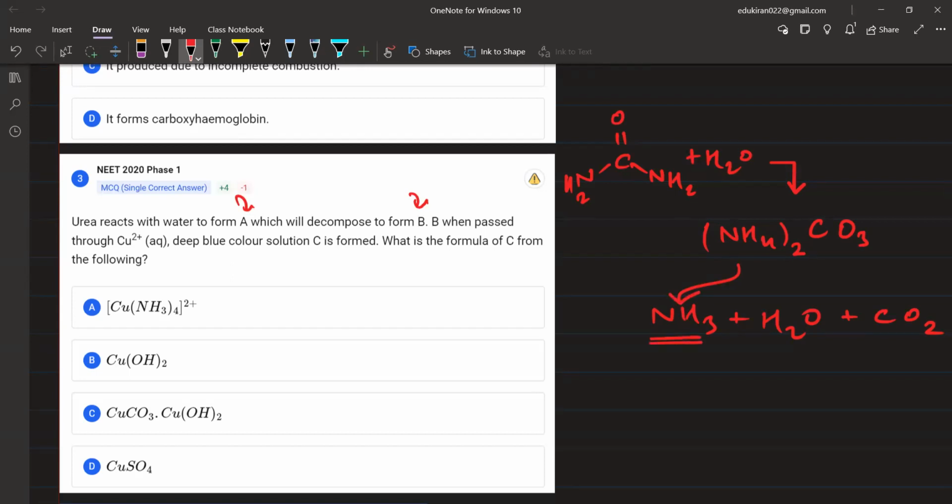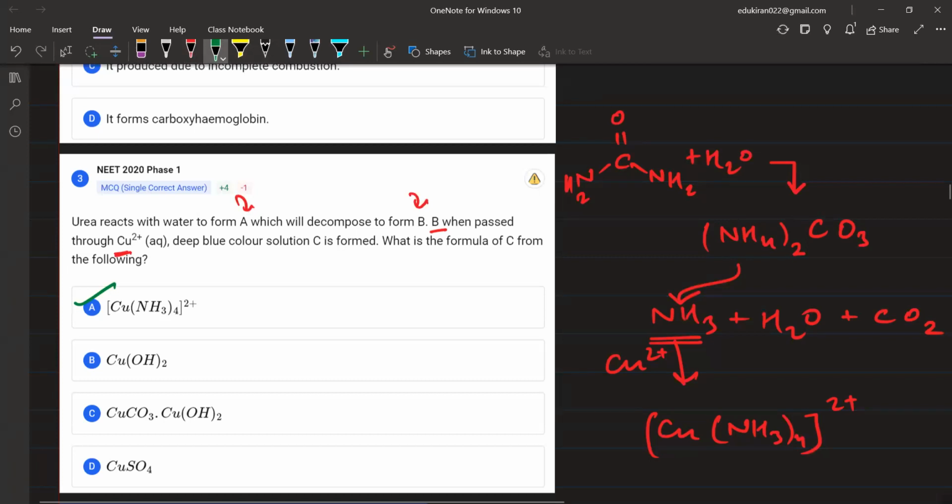ammonia. Now it is saying when B is passed through Cu2 positive, जब अमोनिया को आप copper 2 positive के थ्रू पास कराइएगा, then ammonia will get attached to copper 2 positive and it will form a complex copper, and then you will have NH3 whole 4 2 positive because ammonia is still neutral. अमोनिया के ऊपर कोई चार्ज नहीं होता. ठीक है, and this is going to be a deep blue color solution. So B is the correct option.